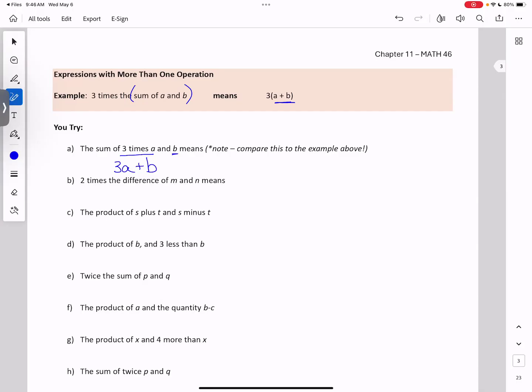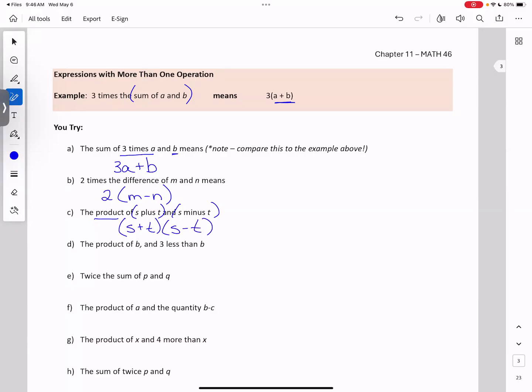Okay, let's do the next ones now. So we've got 2 times the difference of m and n. So we want 2 times whatever this difference is. So it's going to be 2 times our difference of m minus n. The product of s plus t and s minus t, product tells us we're multiplying. What are we multiplying? We're multiplying s plus t and s minus t. So it would be s plus t. Make sure you use brackets because that entire s plus t is getting multiplied by this entire s minus t.